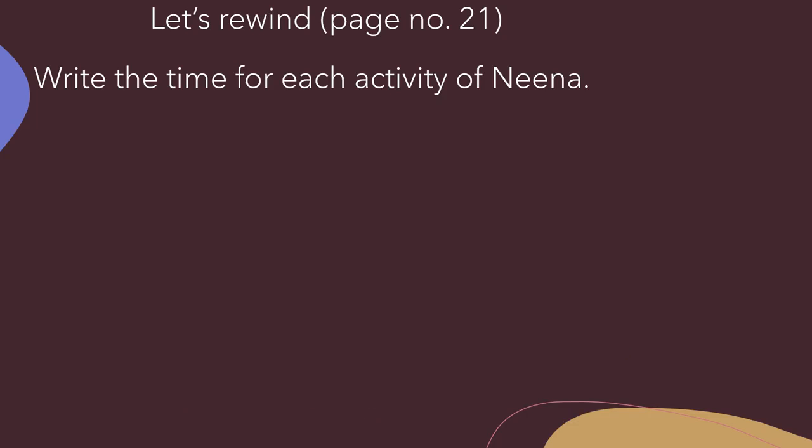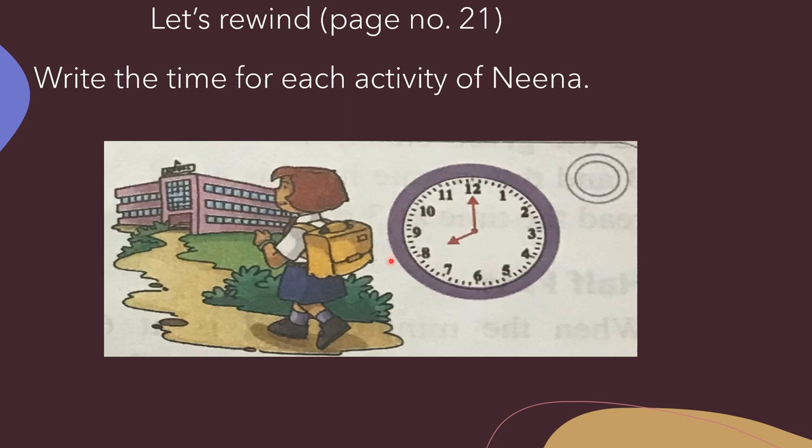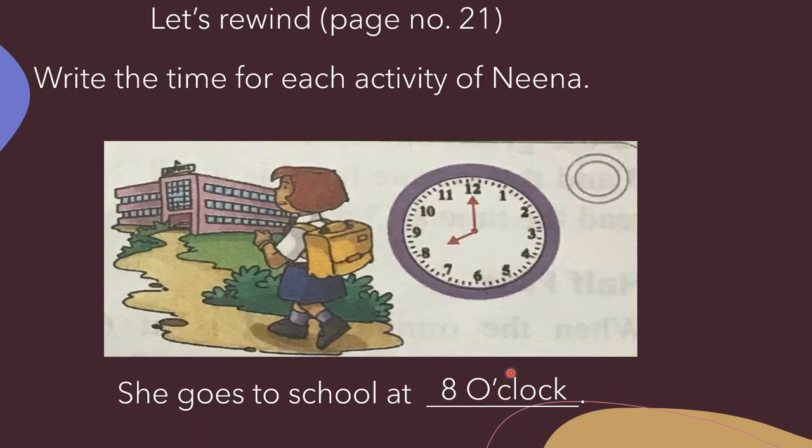Understood? Now the next. Here you can see again we have a picture and the time is given. Now the question is: she goes to school at dash. So we will read the time here. Here the minute hand is at 12 and the hour hand is at 8. So what is the time here? That is 8 o'clock. So here we will write 8 o'clock. So she goes to school at 8 o'clock. वो 8 बजे स्कूल जाती है.